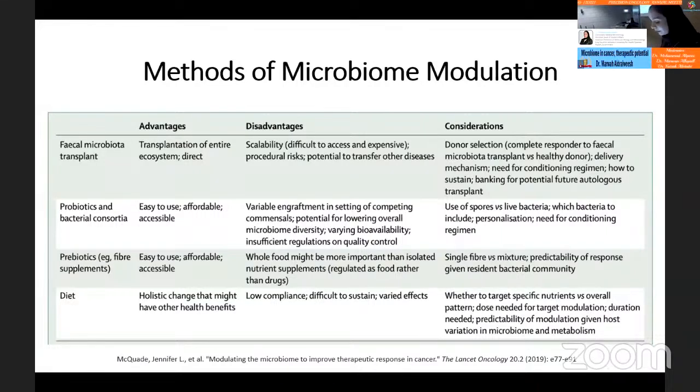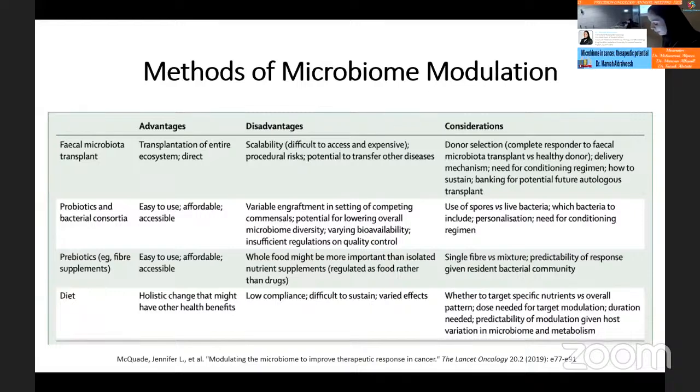Starting with the fecal microbiota transplant, we have to consider the donor selection, the delivery mechanism, and the need for a conditioning regimen. The second method is probiotics and bacterial consortia, which is easy, affordable, and accessible. However, there are also very important considerations in terms of the use of spores versus live bacteria. The third method that we can use to modulate the microbiome is prebiotics, which refers to fiber supplements that feed the beneficial bacteria. And then last but not least, the diet.